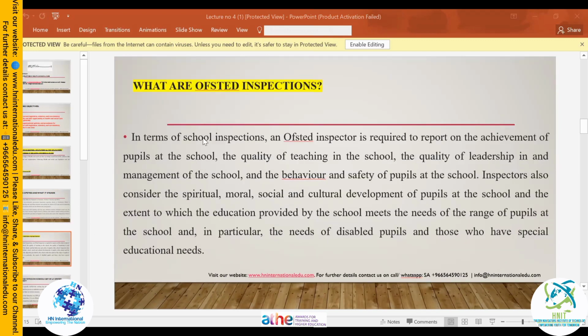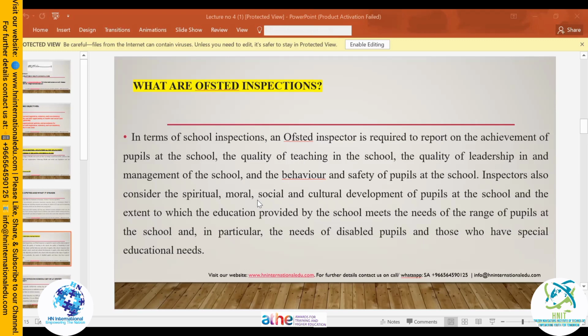So what is meant by Ofsted inspections? Basically, they are inspectors recognized in an organization to inspect those education laws. In terms of school inspections, an Ofsted inspector is required to report on the achievement of the pupils at the school, the quality of teaching, the quality of the leadership and management of the school, and the behavior and safety of pupils. Inspectors also consider the spiritual, moral, social, and cultural development of pupils and the extent to which the education provided meets the needs of the range of pupils, in particular the needs of disabled pupils and those who have special education needs.